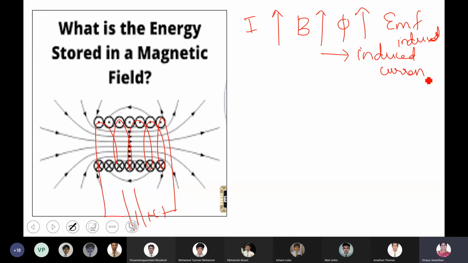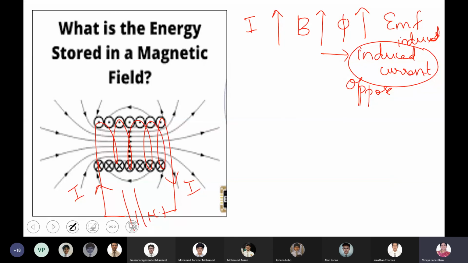According to Lenz's law, this induced current opposes the cause which is producing it. But I have a coil. The current through the coil is increasing. I'm making the current flowing through the coil increase. So when the current is increasing, the magnetic field it creates will increase. If the magnetic field is increasing, the number of field lines increases. Hence, your flux is increasing. So since the flux is changing, an EMF is induced in the coil, which motivates the free electrons in the coil to move, and induced current flows in the coil.